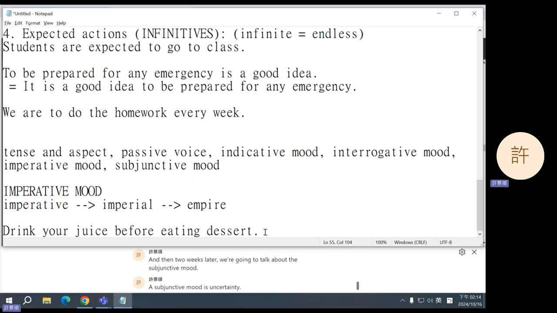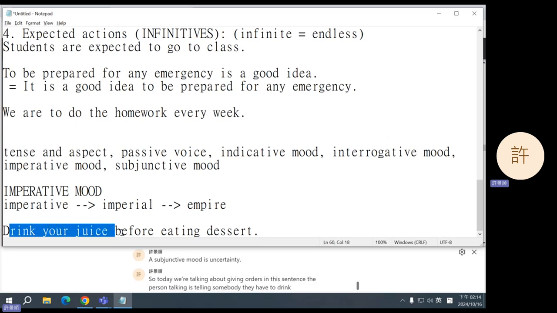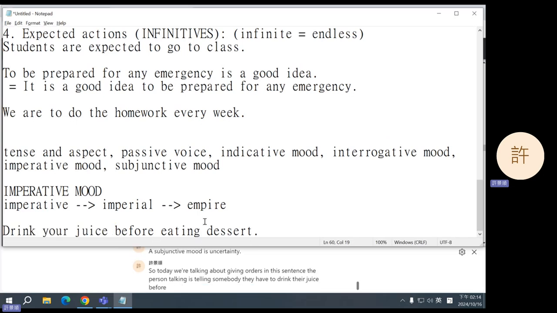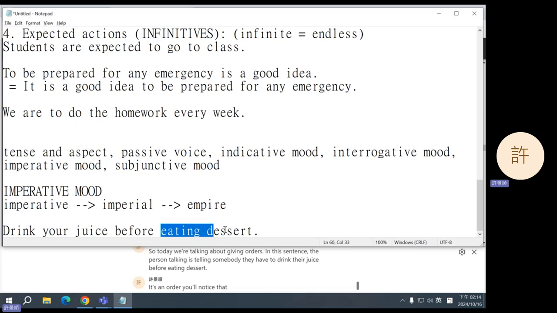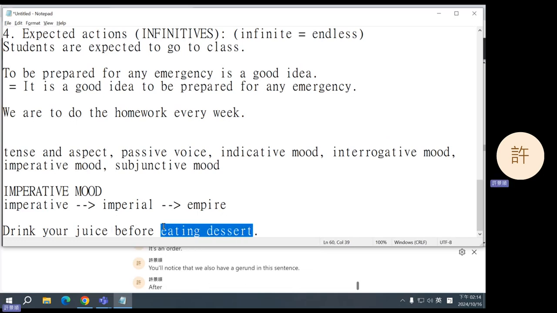So today we're talking about giving orders. In this sentence, the person talking is telling somebody they have to drink their juice before eating dessert. It's an order. You'll notice that we also have a gerund in this sentence. After the word before, you have to add a noun. So here, this is the noun, the action of eating dessert.